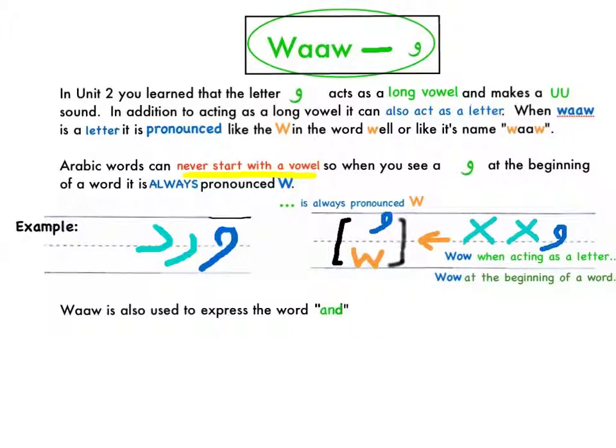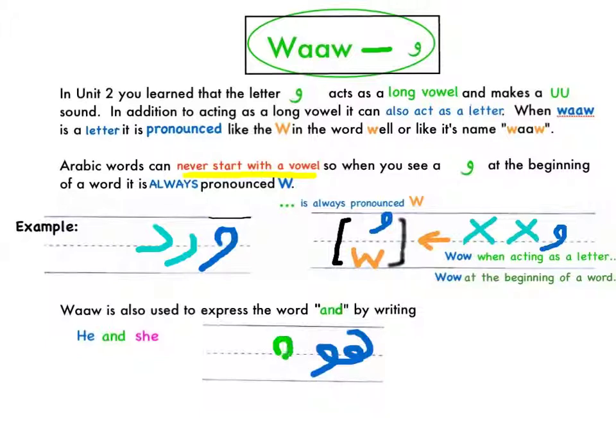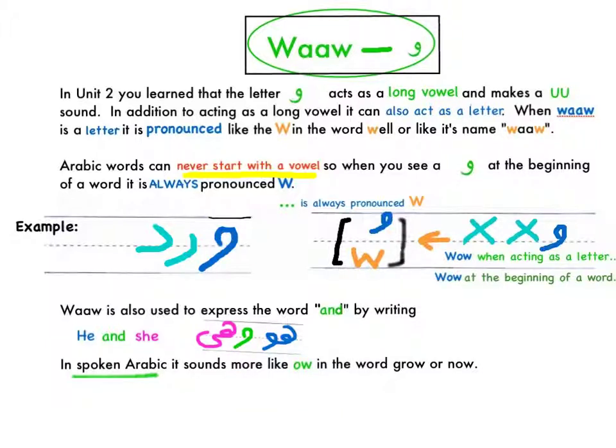Waw is also used to express the word and, like in he and she, which in Arabic is huwa, wa, hiya. In spoken Arabic, it sounds more like the O in the words grow and now. You can practice using waw as a letter on pages 55 and 56.